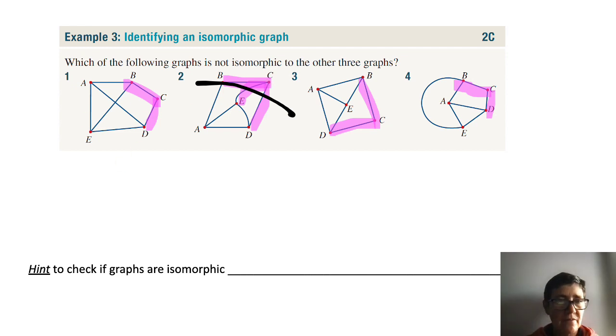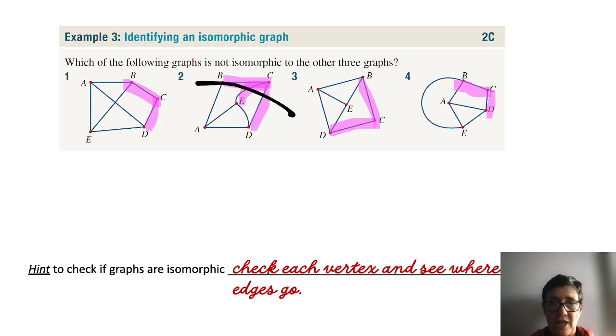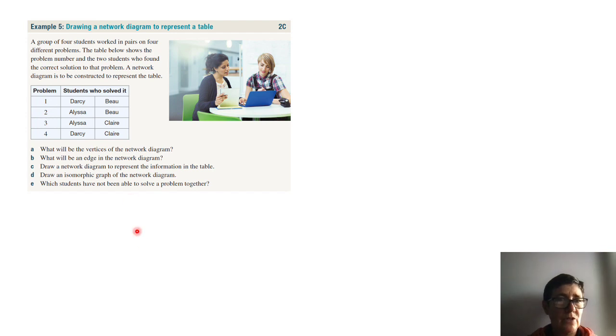So to check if graphs are isomorphic, check each vertex and see where each edge goes to. All right, now we're going to be drawing a network diagram. This is another example out of the textbook. Here's the network in a table form, and it's about students who work together to solve problems. Darcy worked with Bo, Alyssa worked with Bo, Alyssa worked with Claire, Darcy worked with Claire.